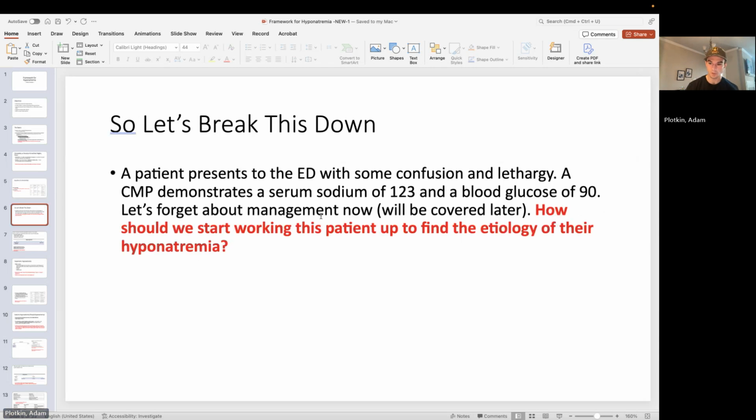Okay. So we're going to break it down now. A patient presents to the emergency department with some confusion and lethargy. A CMP demonstrates a serum sodium of 123, and they have a blood glucose of 90. So we'll forget about management now. That's going to be covered way at the end. How should we start working this patient up to find the etiology of their hyponatremia? So how would you like to start?